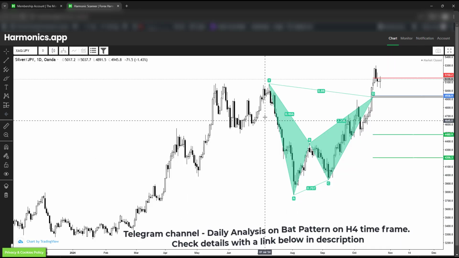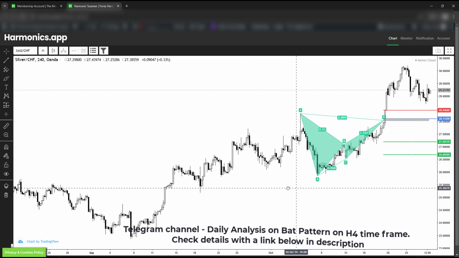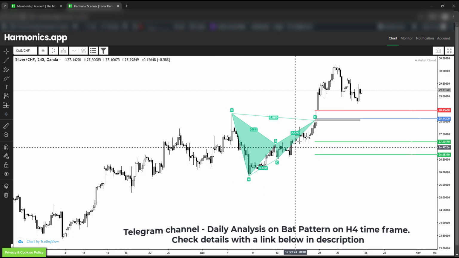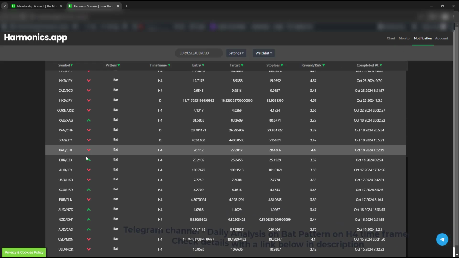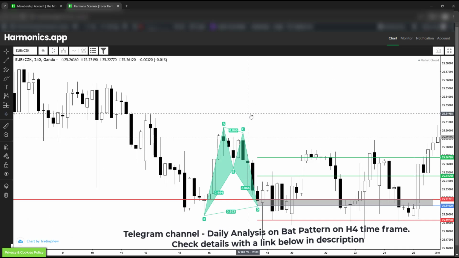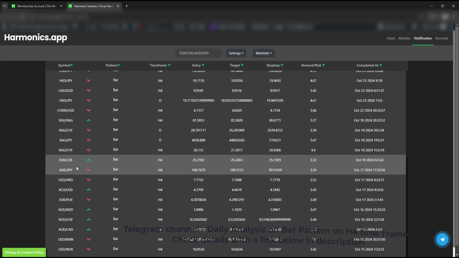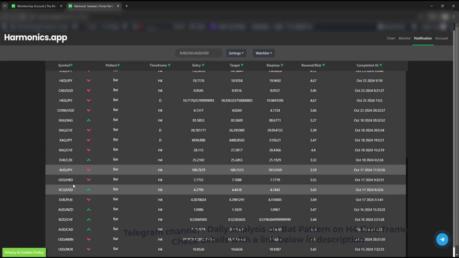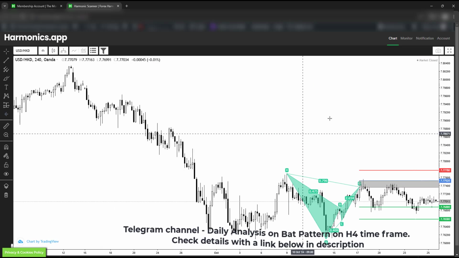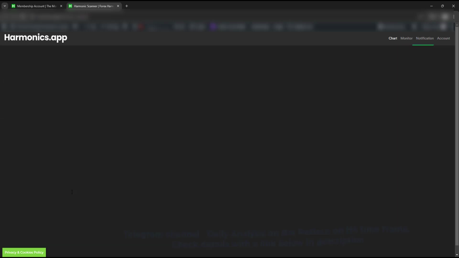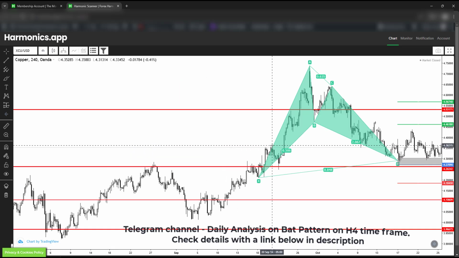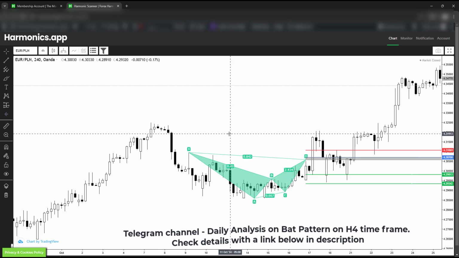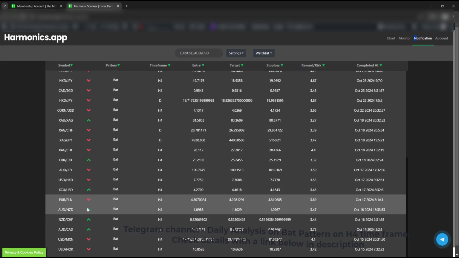We can see that all of them are not in line with the trend, because we have a sideways moving trend. There is no clear trend, so they are not very good to be traded. Not very good.